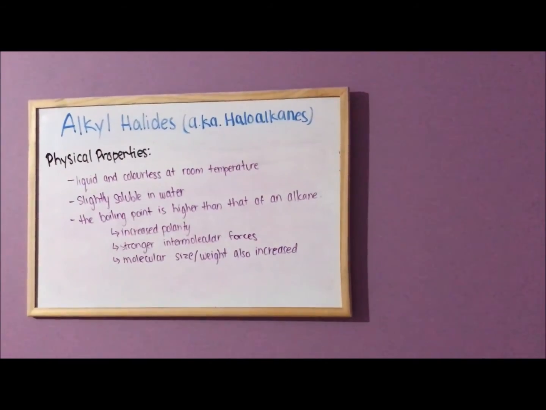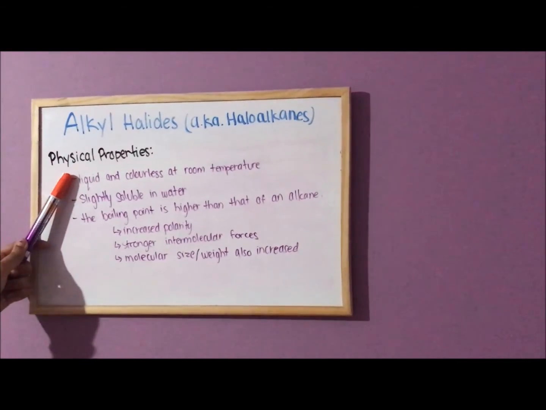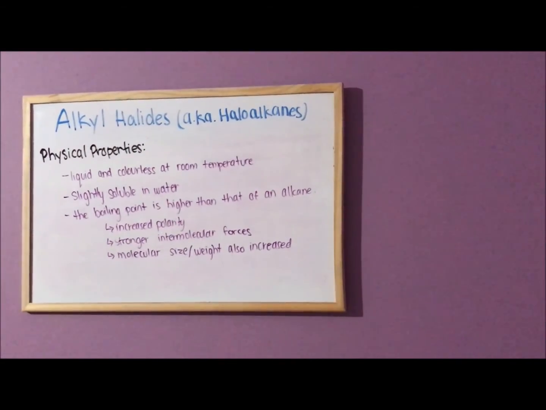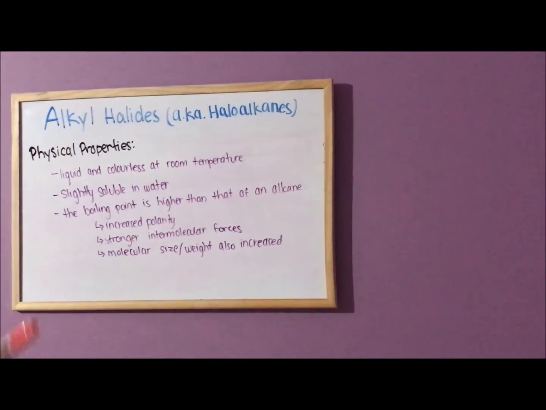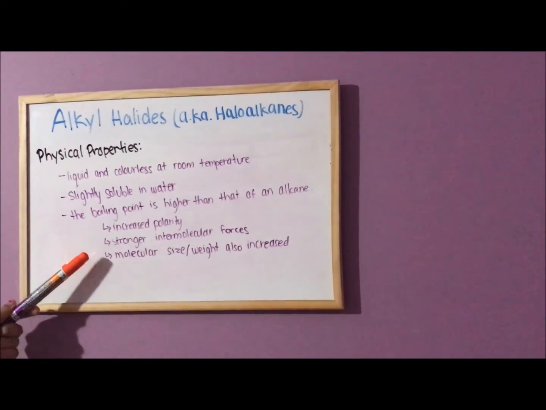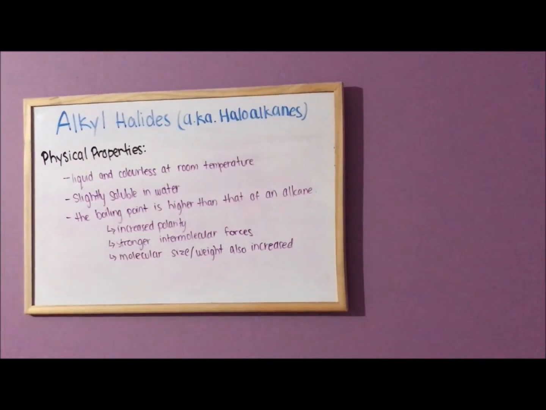Lastly, we'll be talking about the physical properties of alkyl halides. Alkyl halides are liquid and colorless at room temperature, they're slightly soluble in water, and their boiling point is higher than that of an alkane. This is simply because they have increased polarity, stronger intermolecular forces at work, and the molecular size or weight of the compound is also increased.